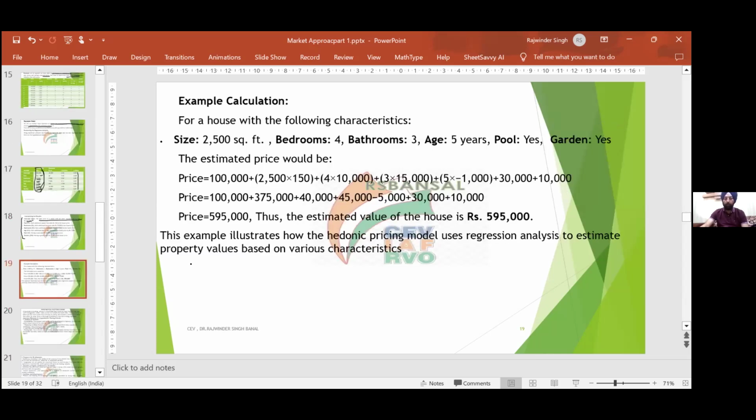So this is hedonic model. So for example, to take an example, for a house of the following characteristics: size is 2500.